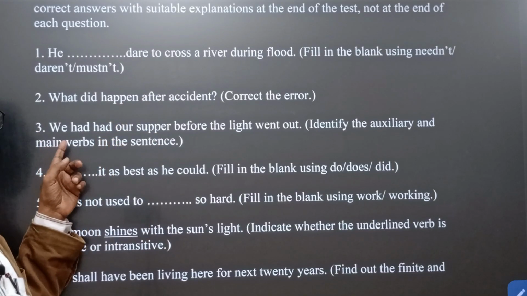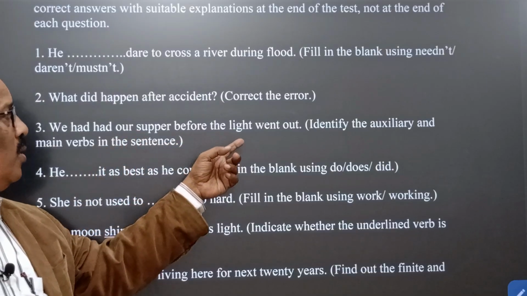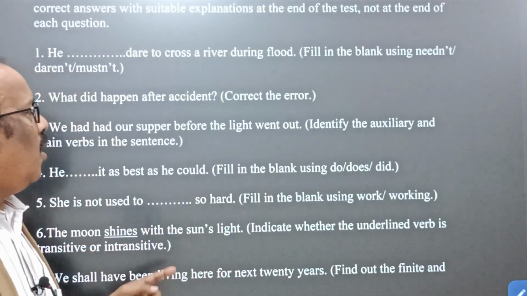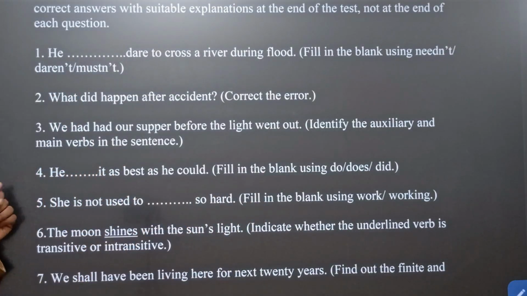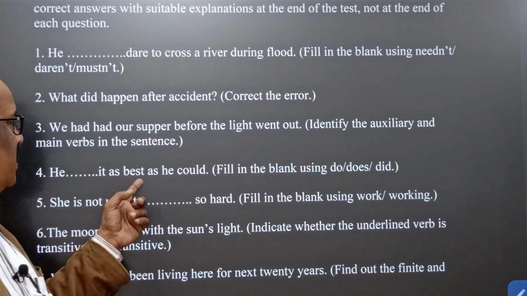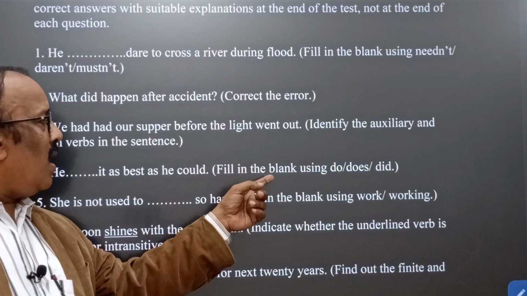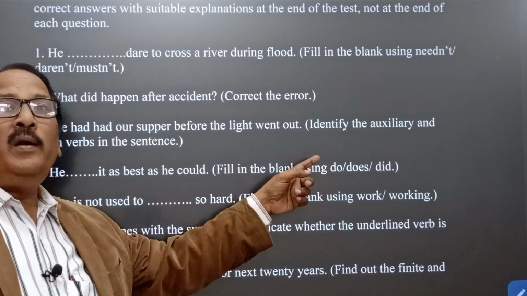Question number 3. We had our supper before the light went out. Your duty is to identify the auxiliary and the main verbs in the sentence. Question number 4. He blank it as best as he could. The instruction is here: fill in the blank using either do or does or did.